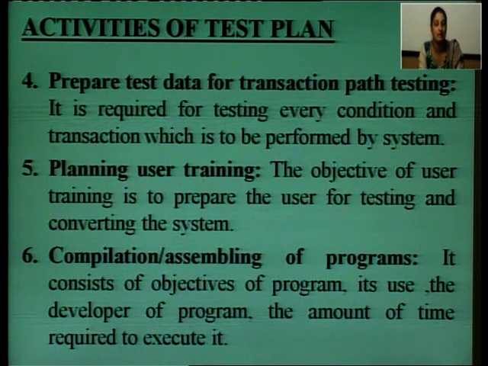Compilation and assembling of the program. It consists of the objectives of the program, its use, the developer of the program, and the amount of time required to execute it. It tells how this program is useful to us. It tells the objective of the program, how it is better than other software, and what time it needs to execute, whether it saves your time or not. All are considered in this phase.